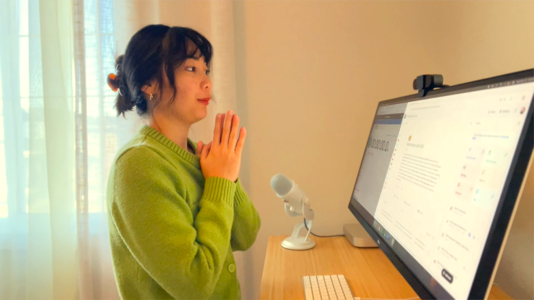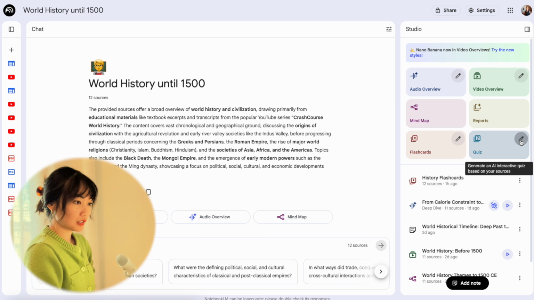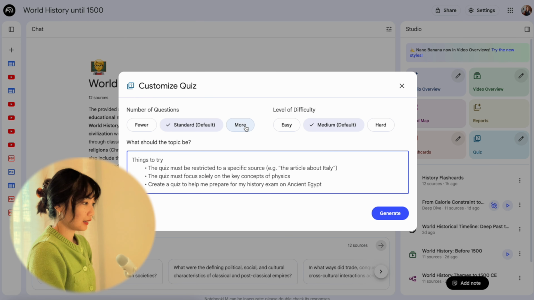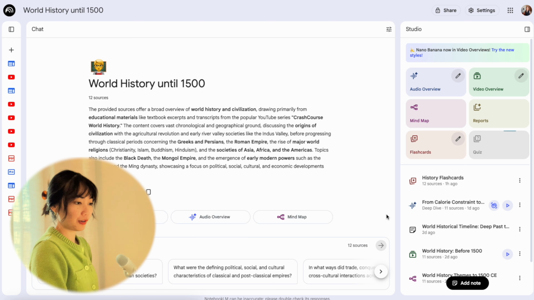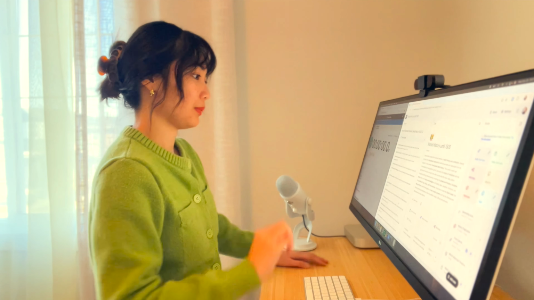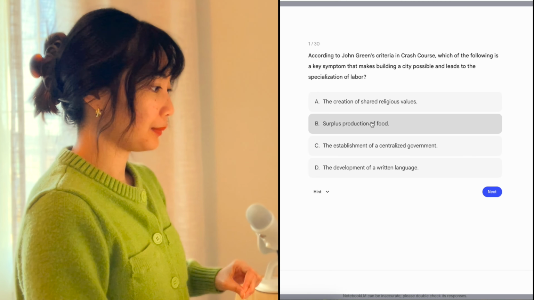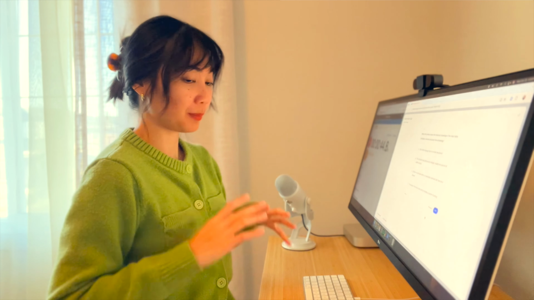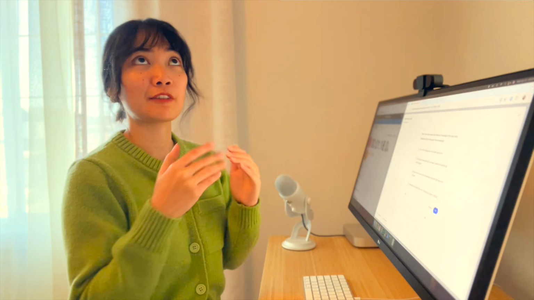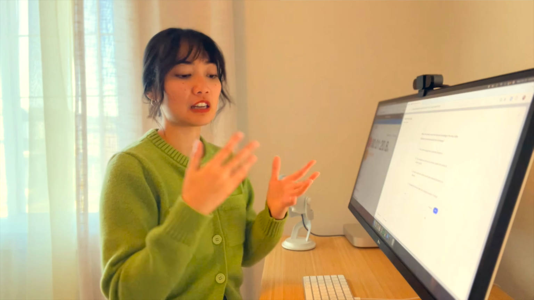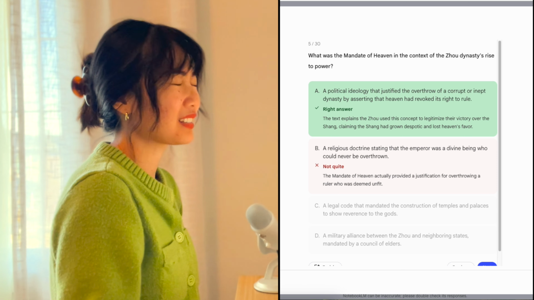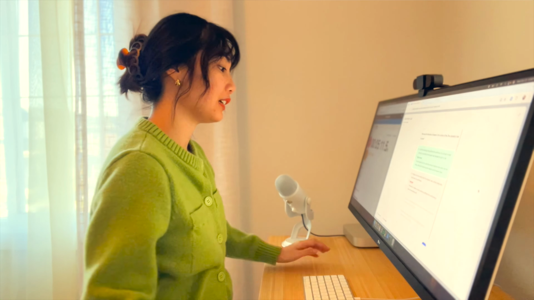Okay, it is time. I'm gonna generate a quiz again. Generate. I don't know how long this will take. Start the quiz. Key symptom. Yep, surplus production of food. Next. There's more stability now that enables them to do other things. Invent their own form of writing or legal system, centralized government, even think about shared values like religion. It's either A or B. No. I'm losing so many points.